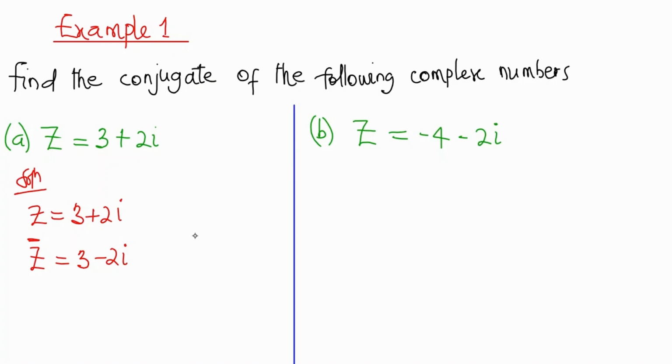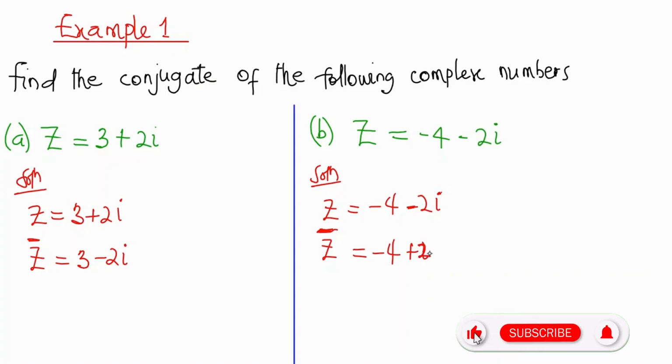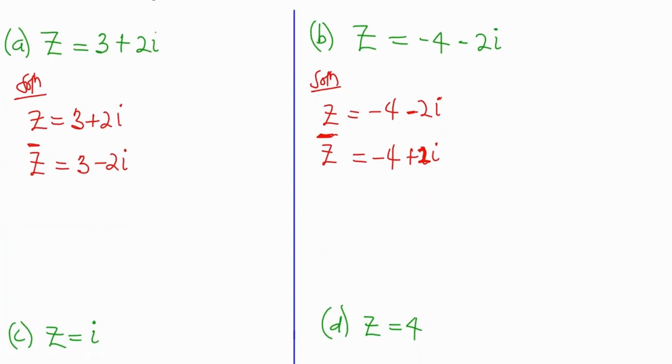Now let's go to the next example. You want to find the conjugate of minus 4 minus 2i. Just like we said, reversing the sign of the imaginary part of the complex number and adding it to the real number gives the conjugate. So z conjugate is equal to minus 4 plus 2i. So minus 4 plus 2i becomes the conjugate of the complex number z equals minus 4 minus 2i.